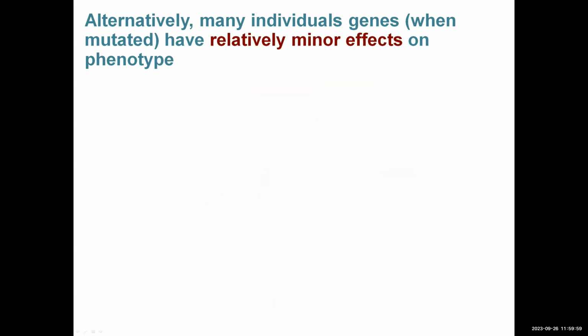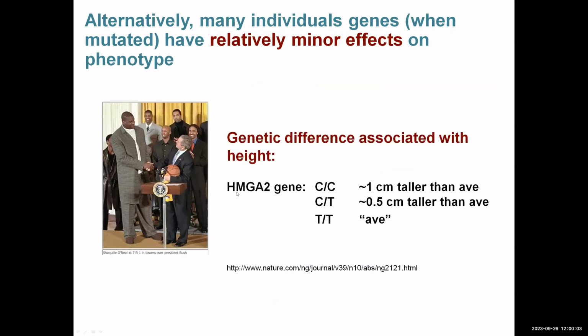For example, this is a SNP in one gene called HMGA2. On average, it causes you to be about half a centimeter to 1 centimeter taller than average. Having this single mutation, you probably won't notice that you're a little taller. Accumulations of many mutations that contribute to the same phenotype can result in dramatic changes in height, but individual mutations not so much. So let's talk about a specific genotype-phenotype connection.